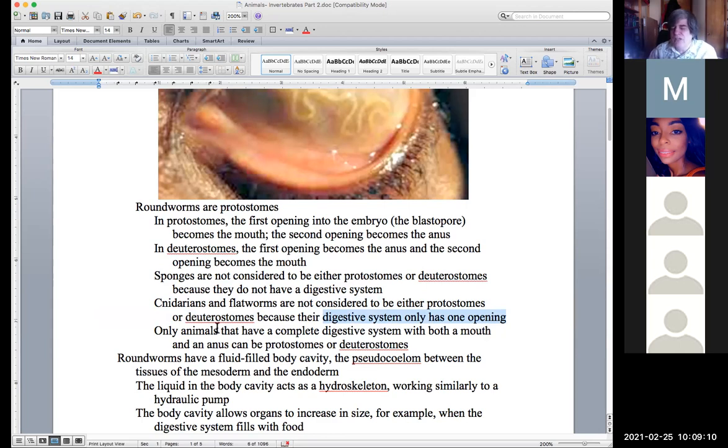So only animals that have a complete digestive system, and to have a complete digestive system, animals have to have a mouth and an anus both. Those are the only animals that are either protostomes or deuterostomes.